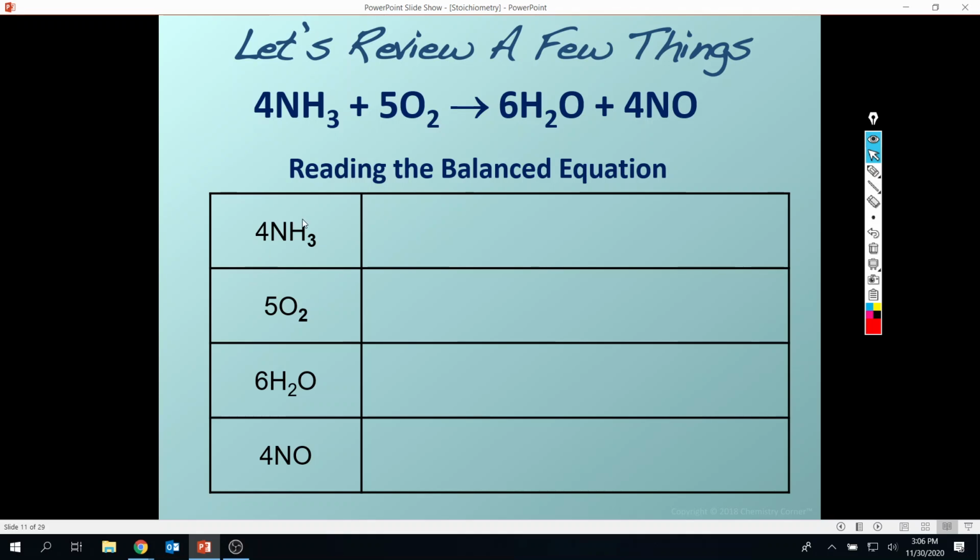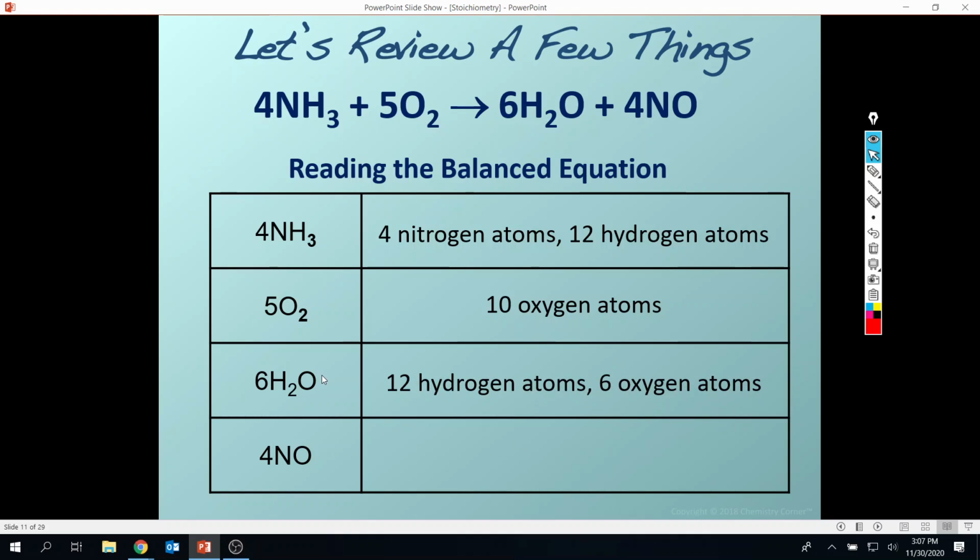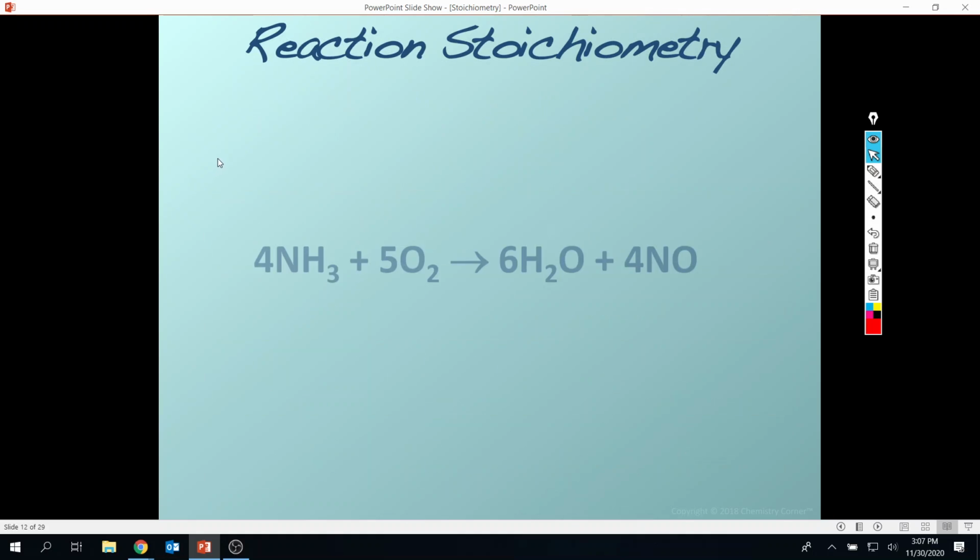All right, and once again, when we look at a balanced equation, so again, how to balance equations. 4 times 1 is 4 nitrogens. So that's why, of course, we had to put the 4 out there, in order to balance the nitrogens. And so 4 nitrogen, 12 hydrogen, 10 oxygen, 12 hydrogen, 6 oxygen, 4 nitrogen, 4 oxygen. Ooh, I know. Got me. So watch out for that. Don't be a victim, all right?